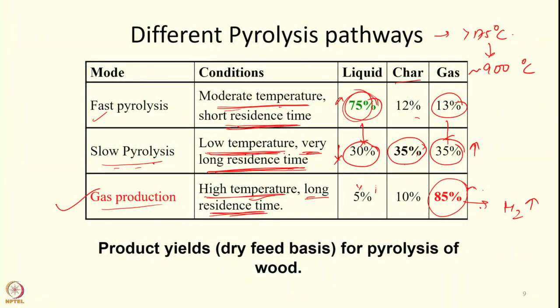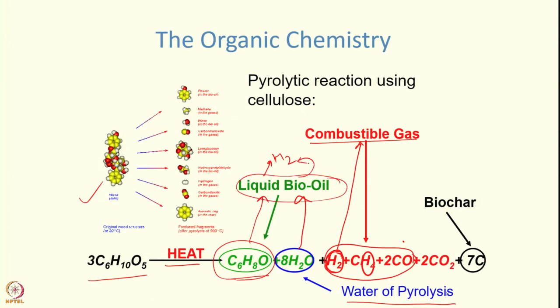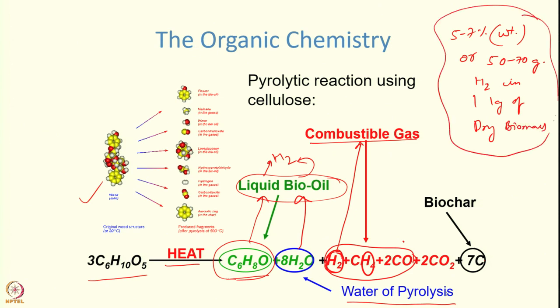Can we do something with this liquid, what we discussed in the previous slide, that is, how we get the liquid bio-oil also to hydrogen. We are just looking into whatever hydrogen is there in the biomass, and typically it is around 5 to 7 percent by weight, or 50 to 70 grams of elemental hydrogen in 1 kg of dry biomass. This is present there, and something we can get from the combustible gas. You get hydrogen in the gaseous state, but still there will be some embedded in CH4, which will be in the liquid bio-oil, and how we get it.